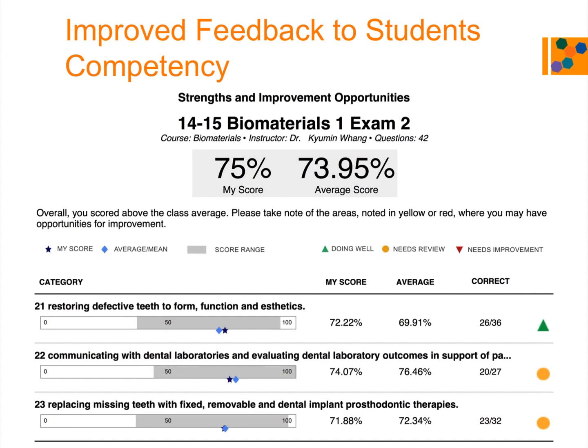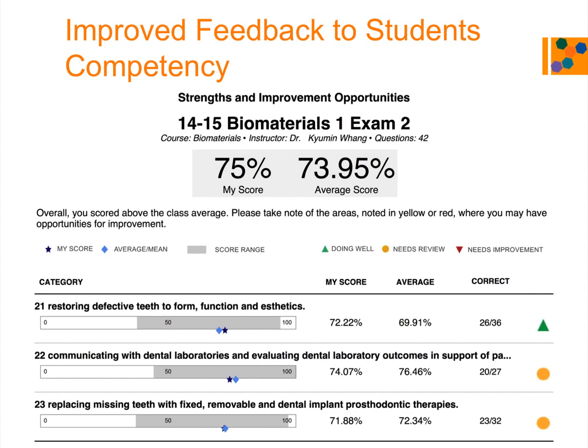This particular student had an average of 75, slightly better than the average score. And basically they'll see where they are. The star shows where their score is. The grayed out area is the range of scores, and the blue diamond is the average, the mean. And they can see whether they were better or worse than the average. And you can see, we had 36 questions tagged with competency number 21. 27 were tagged with competency 22, and so forth.